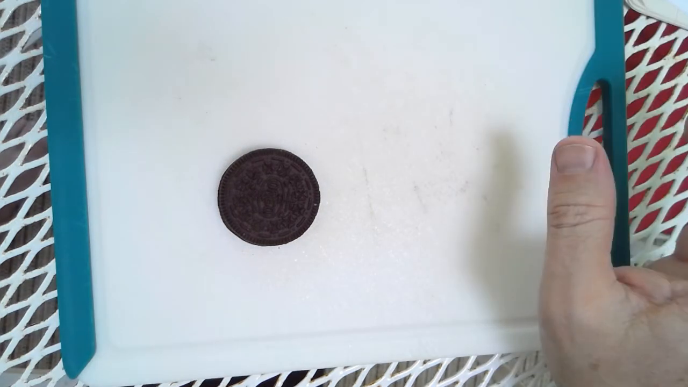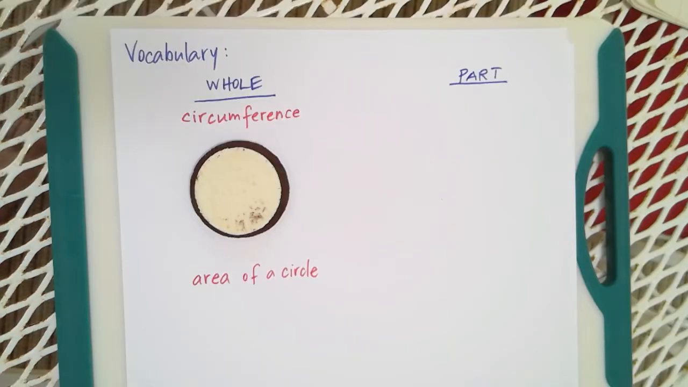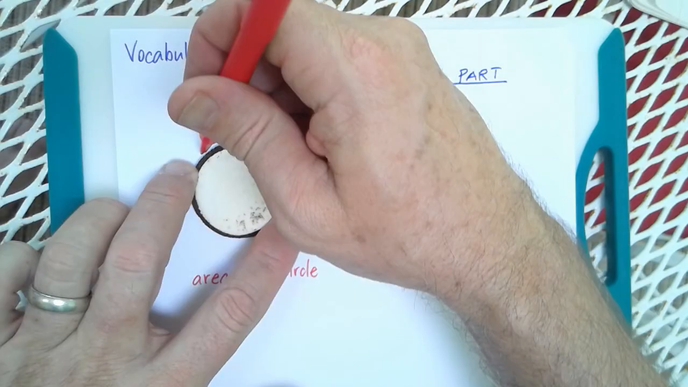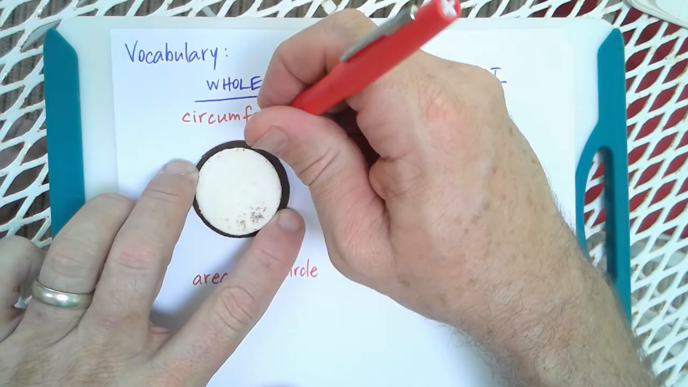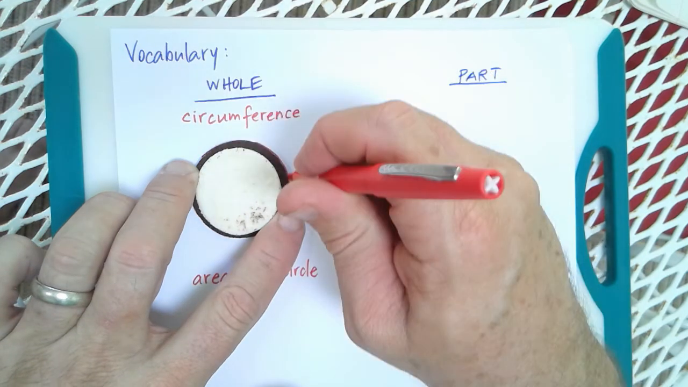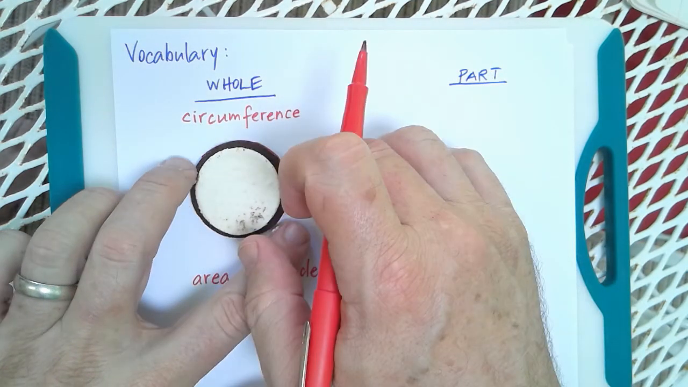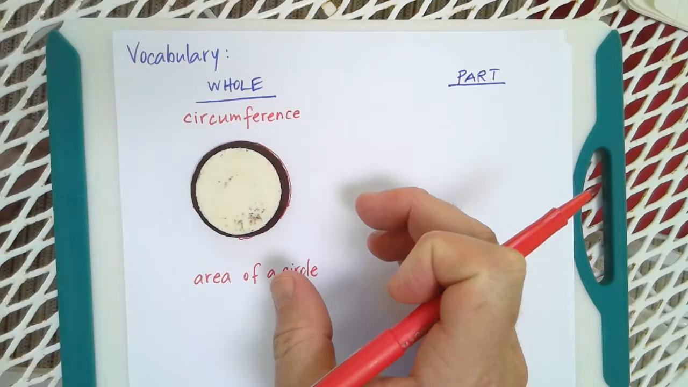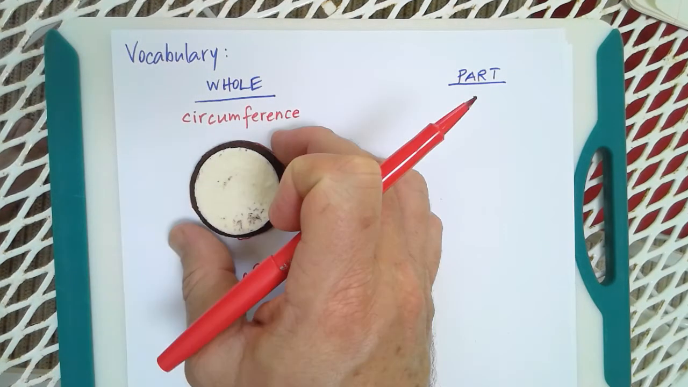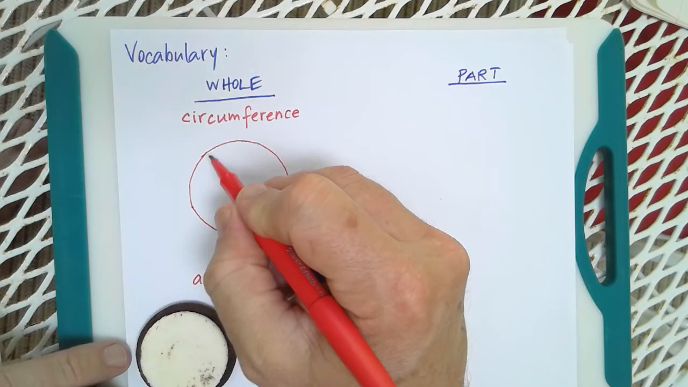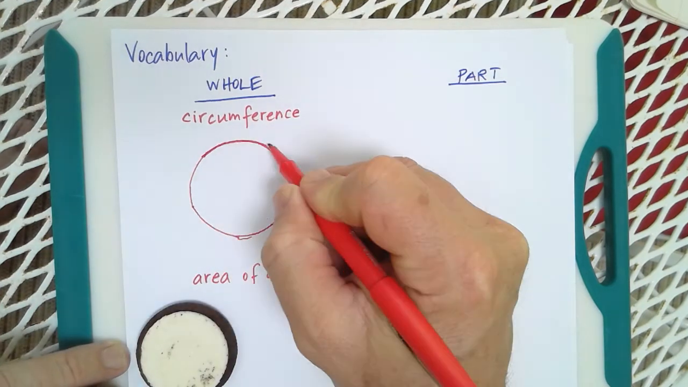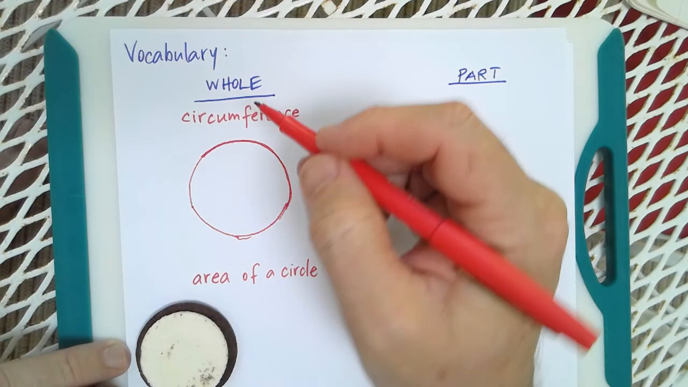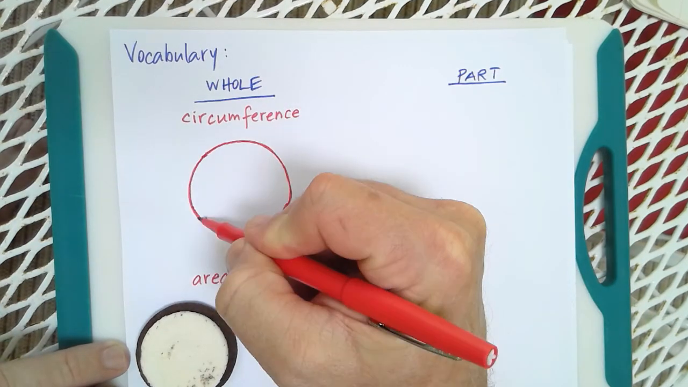So first is a word I'm sure you already know, and that is circumference. Latin for carry it all the way around. All the way around. So this would be our circumference, a little bit lumpy there. And notice I have this under the whole.